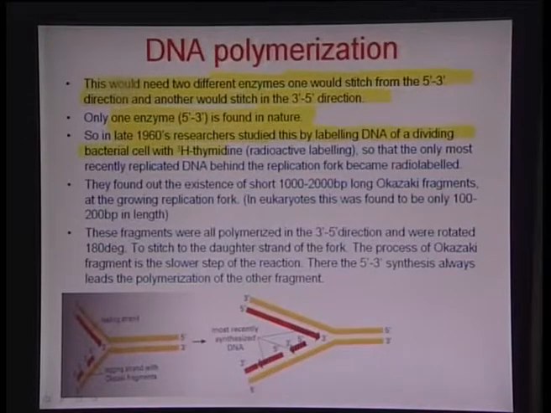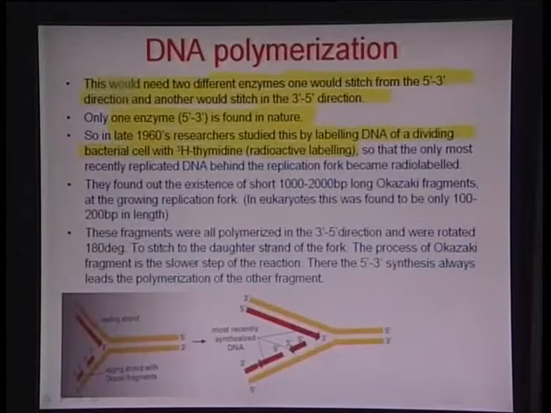a dividing bacterial cell with this radioactive dye, H thymidine. Okay. And this labeling was essentially used to ascertain what is going on, especially along the 3 prime to 5 prime direction. We already know that the enzyme that exists in nature does a suturement only from the 5 prime to 3 prime direction. So this labeling was done in a way that only the most recently labeled DNA or replicated DNA behind the replication fork became suddenly radio labeled. Okay.